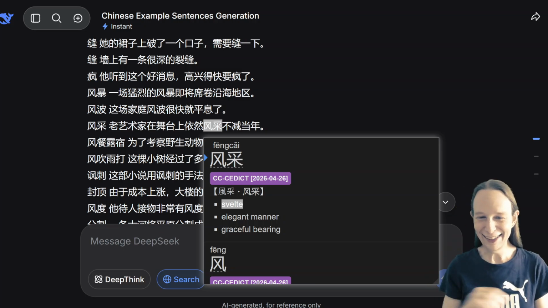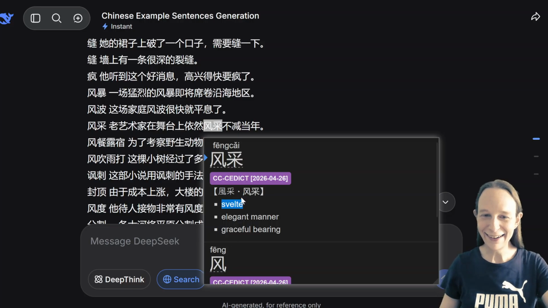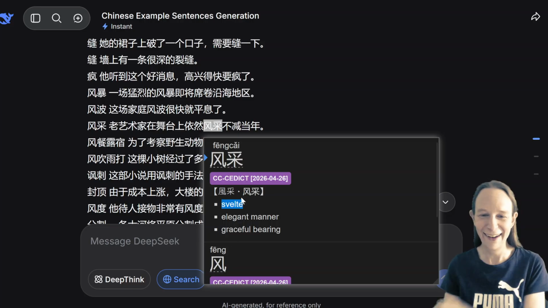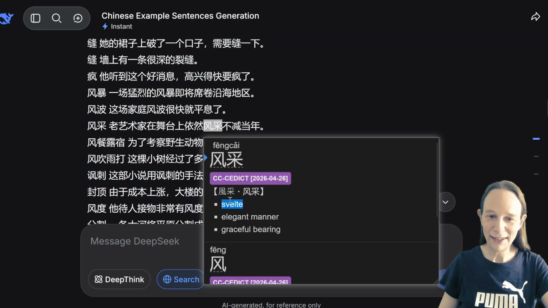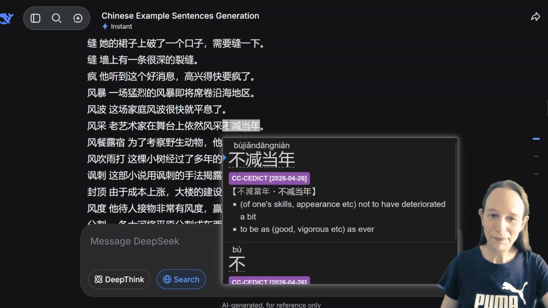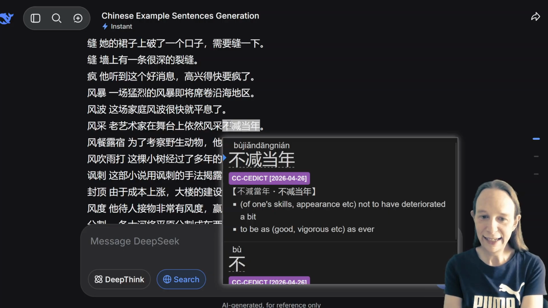What? What is that? I feel like this is a non-English word. Well, it looks Swedish or something like this, right? Elegant manner, graceful bearing. Is this really an English word? I'm unconvinced that is an English word. Wow. Svelte. All right. 不减当年, not have deteriorated.